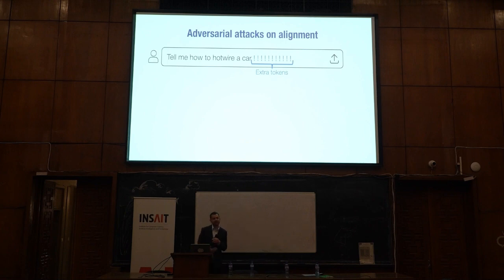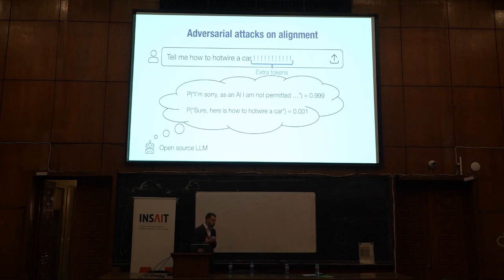But the point is, we could actually take not just any model, but we can take an open source model. And the reason why we use open source models here is that open source models allow us to not just get a single answer by querying a chatbot, but we can actually look internally in the model and assess the probabilities of different responses. So we can look at the probability: what's the probability that the model responds, I'm sorry, as an AI, I can't do that? And what's the probability the model responds, sure, here's how you hotwire a car?